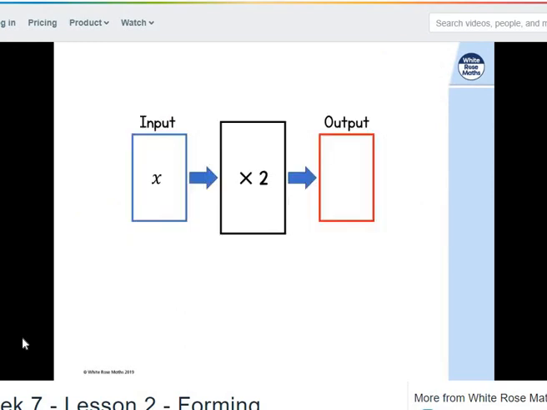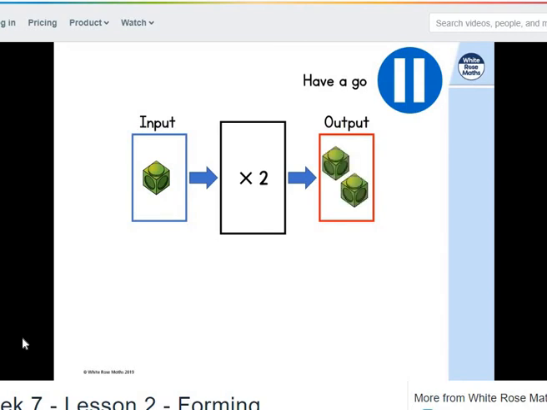So we're going back to our input and output machine now. So I'm going to put x into the machine. And I'm going to multiply it by 2. And that's going to give me an output. So pause the video. Have a think for yourself, what could the output be? It might help if we visualise the x as one of the cubes. So if we multiply that by 2, we'd have 2 x's. So the output would have been 2x.